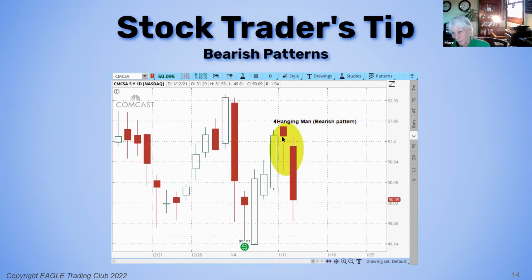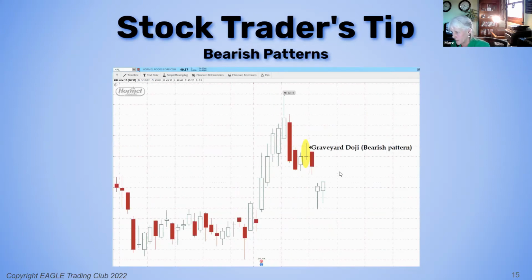This is the hanging man. You have a really strong upward trend here with these candles, and then you've got this one with a long wick and the body up top. It's a really good indication of this coming back down, which it did. It closed down here the next day.